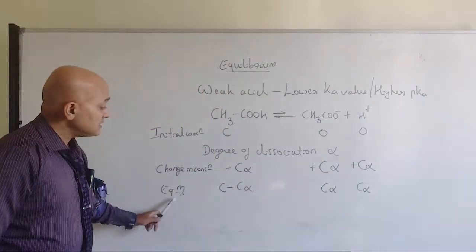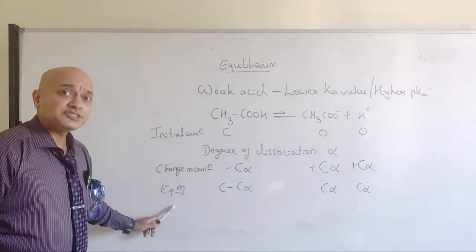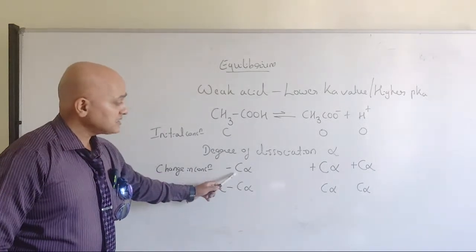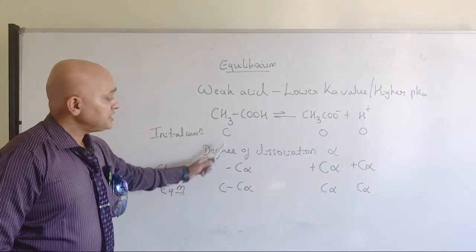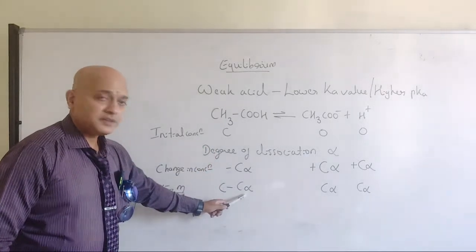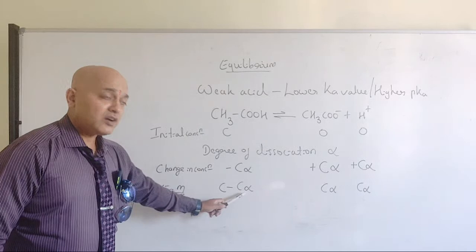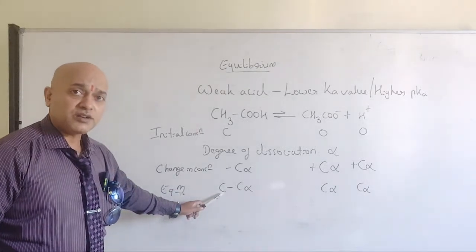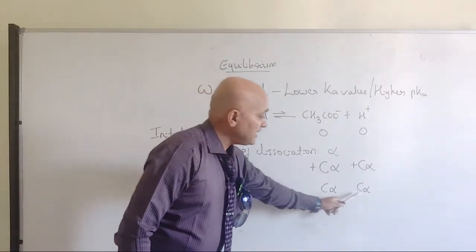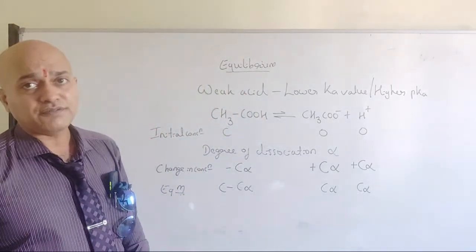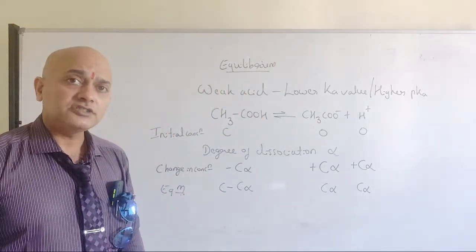Now what is the concentration at equilibrium? Whatever amount is getting decreased, we have to deduct the change in concentration from the initial concentration. Then the products will remain as C alpha, C alpha. All of you have understood?